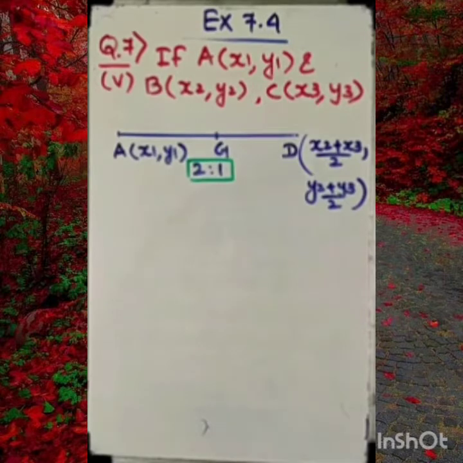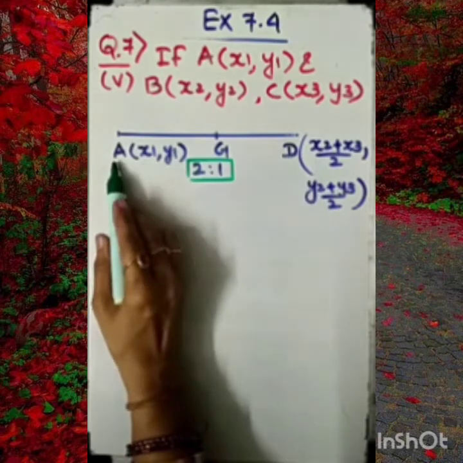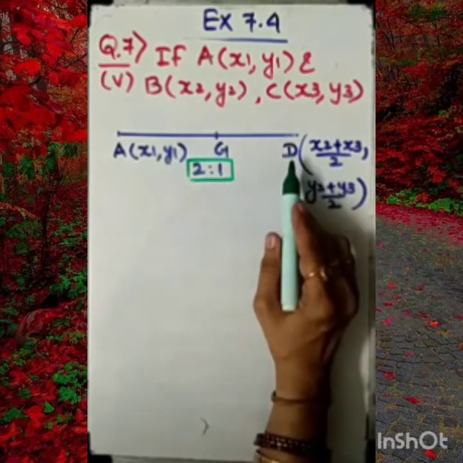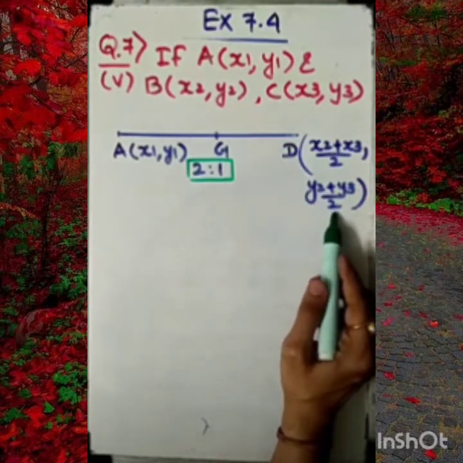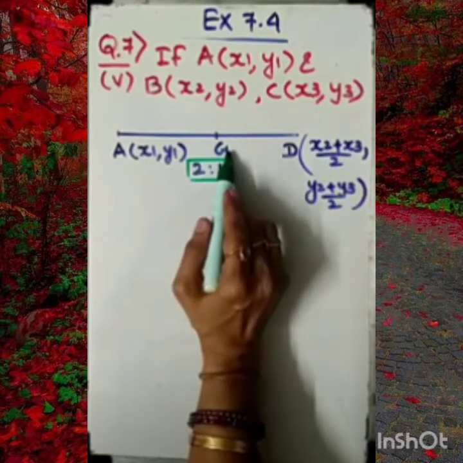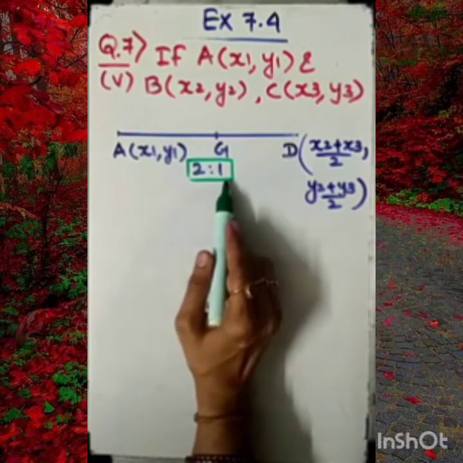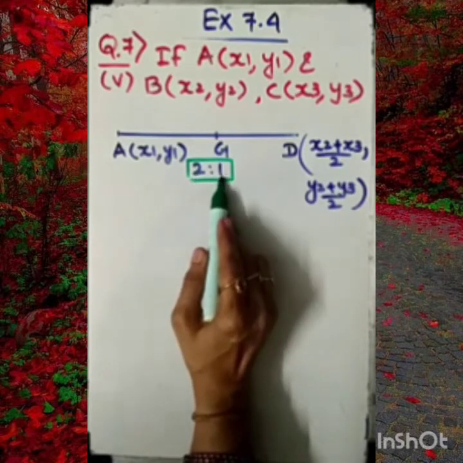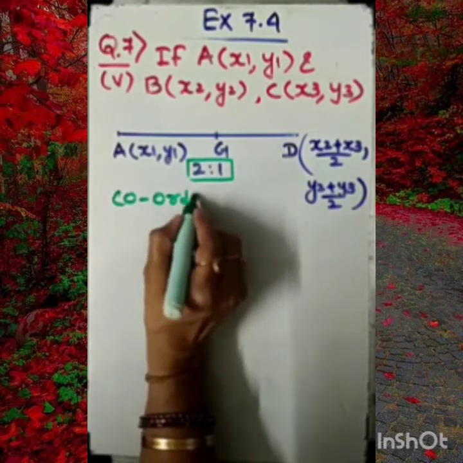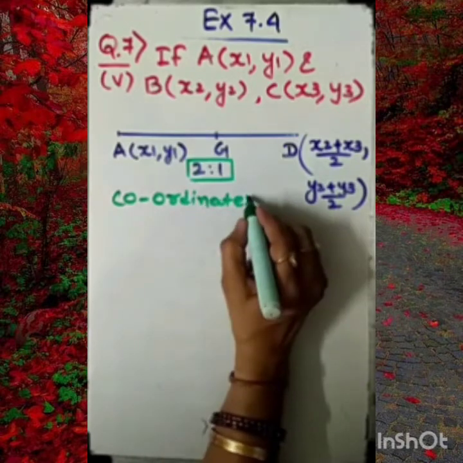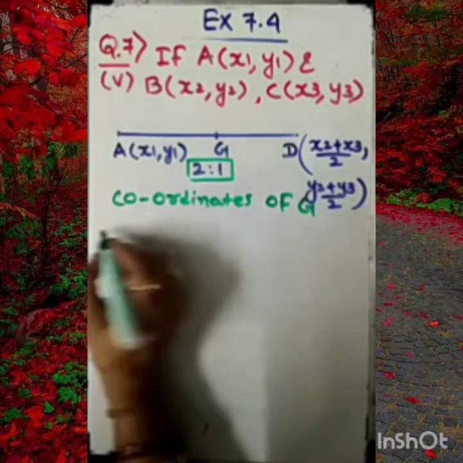So my dear student, here you can see that on line segment AD, A has coordinates x1, y1, and D coordinates we already found: x2 plus x3 divided by 2, comma y2 plus y3 divided by 2. And as G is the point which lies on AD and divides it in 2:1 ratio, this will become m1, this will become m2. Let's apply the section formula to find the coordinates of the intersecting point, which I am calling G here.